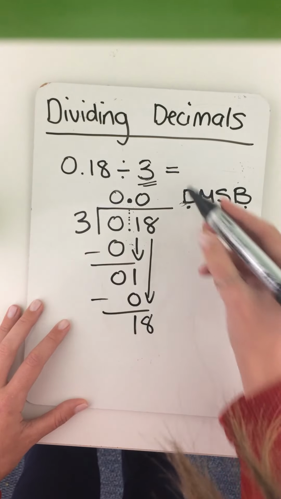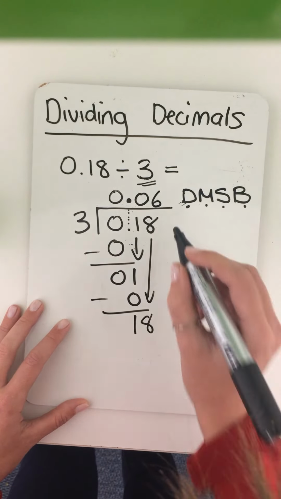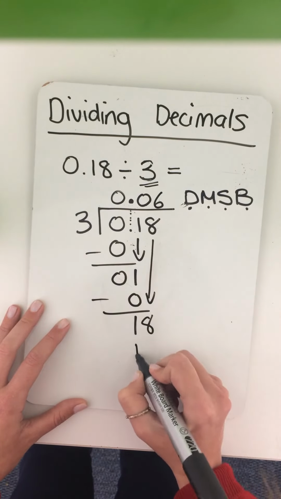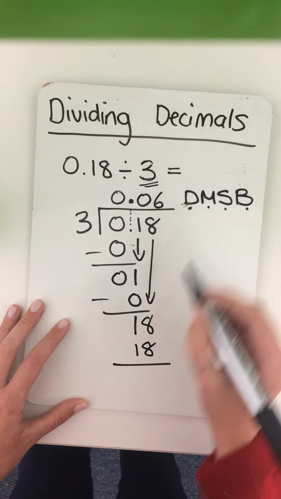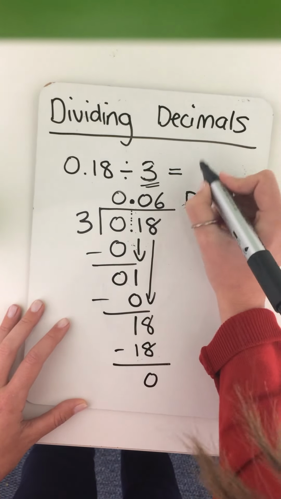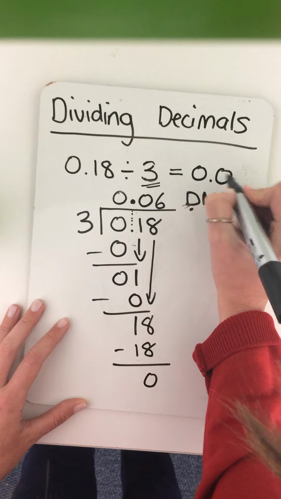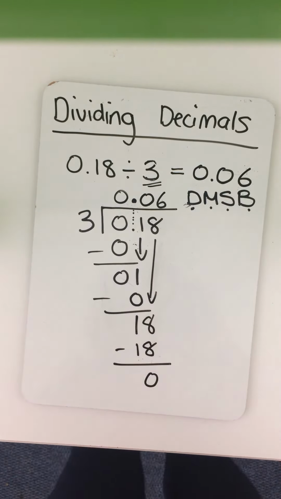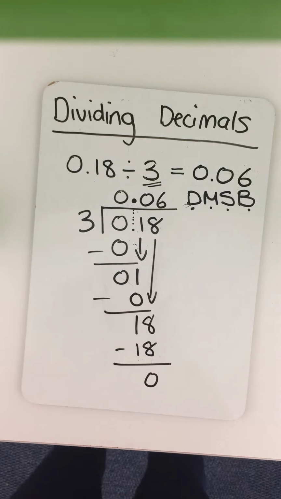3 into 18 goes 6 times. If you're not sure, you do your 3 times table on the side. 3 times 6 is 18. Subtract 18 minus 18 is 0. There is nothing to bring down, so my answer is 0.06.